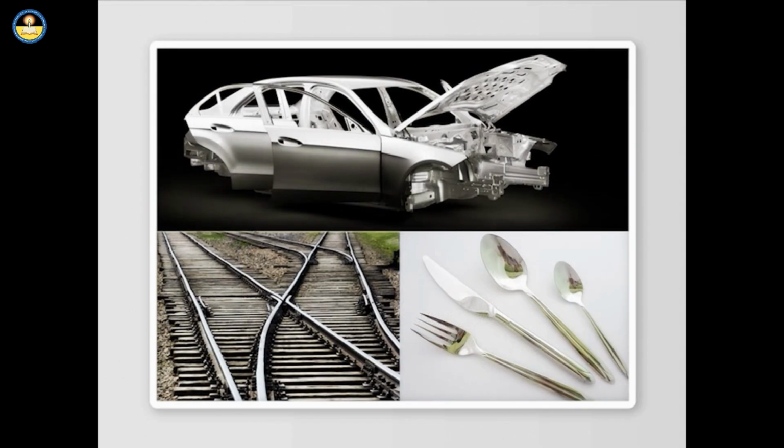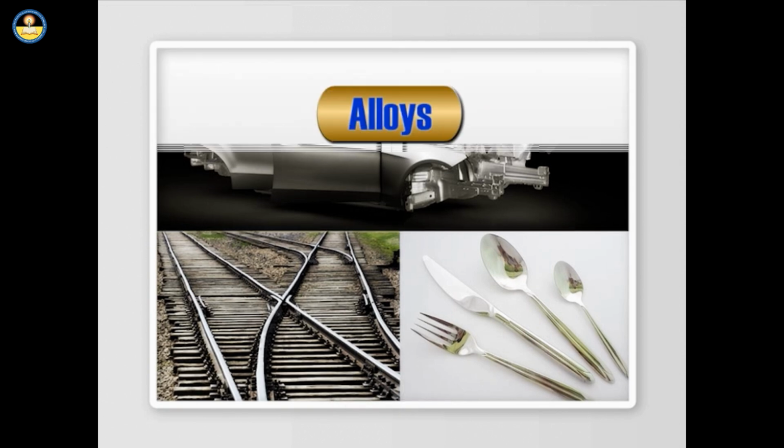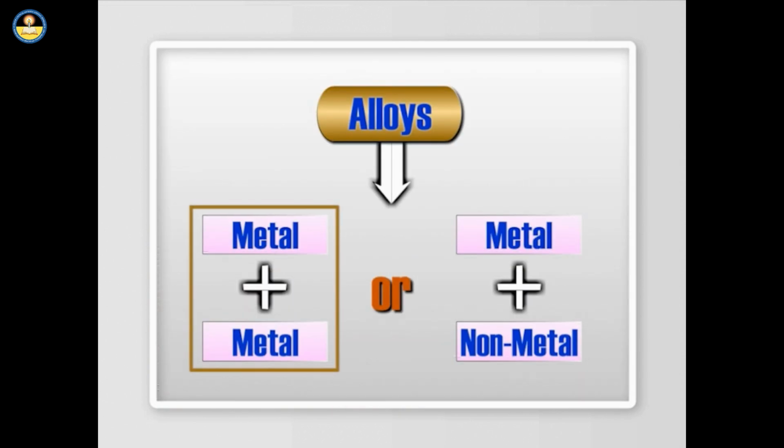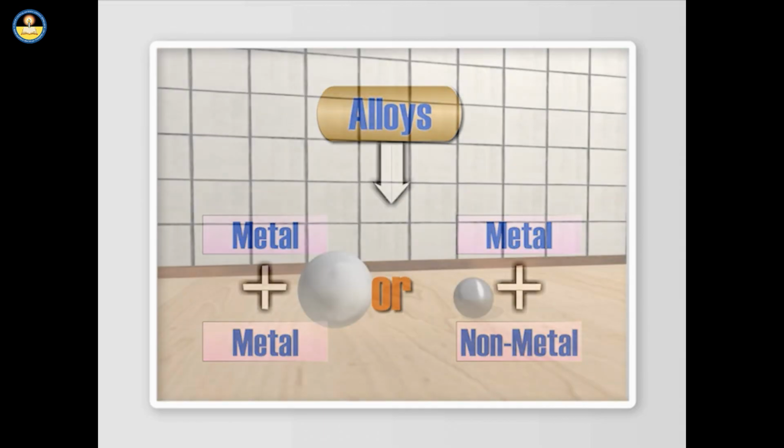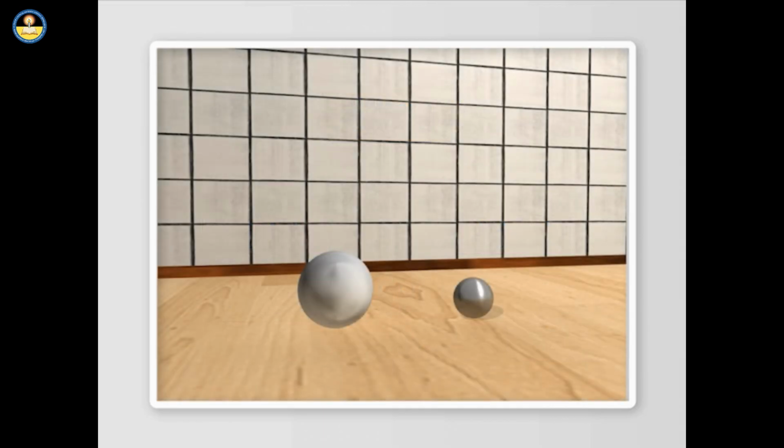Metals can also have solid solutions. They are also known as alloys. Alloys can be formed by the combinations of either metals with metals or metals with non-metals. Let us study the arrangement of atoms in metals.